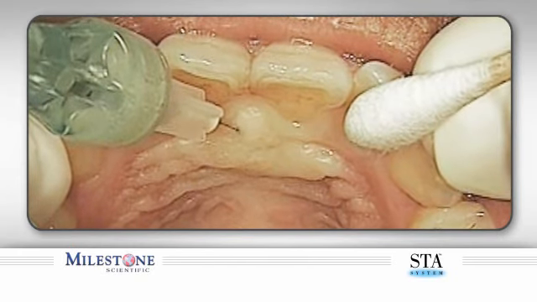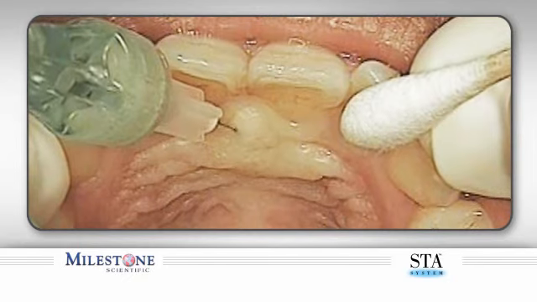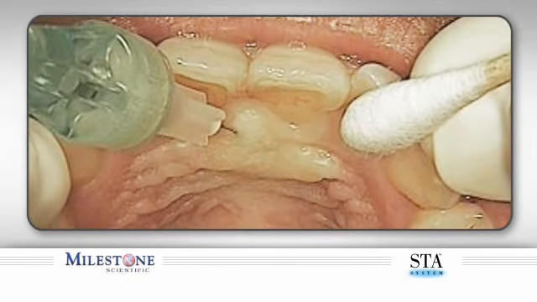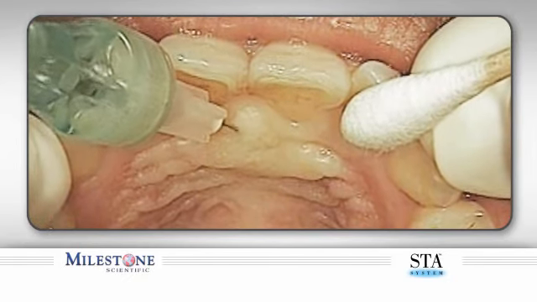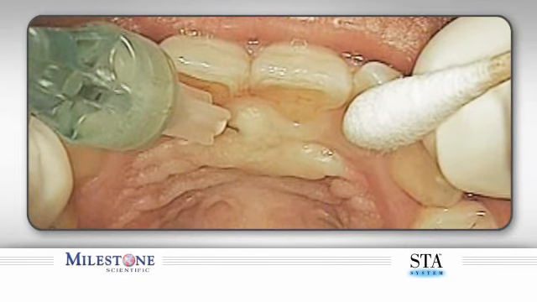If aspiration is negative, maintain position and deliver the proper amount of anesthetic. As the anesthetic solution is delivered, you will notice distinct blanching of the tissue.